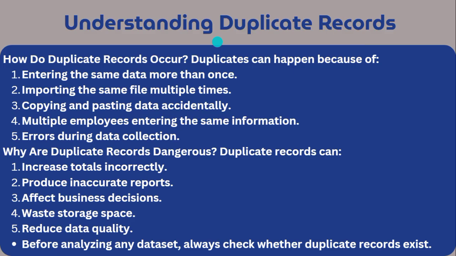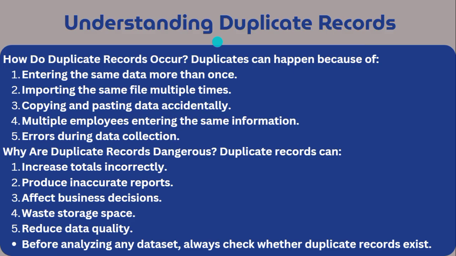Duplicate records are dangerous because they increase totals incorrectly, as I said earlier. Maybe your initial total is supposed to be 13,000, but because 5,000 was entered twice, the total becomes 18,000, which is extremely wrong. It produces inaccurate reports, it affects business decisions, it wastes storage space, and it reduces data quality.